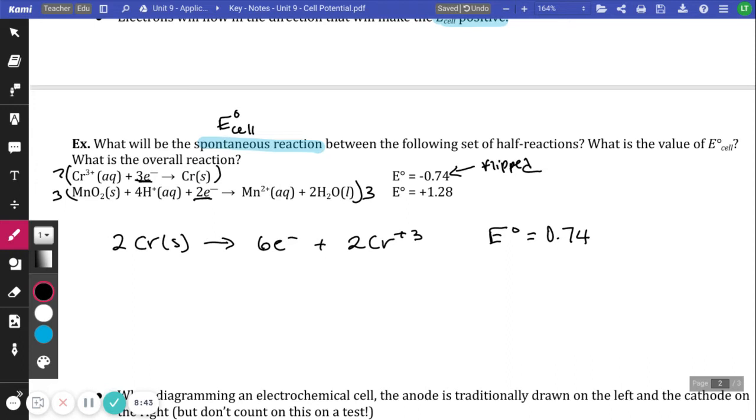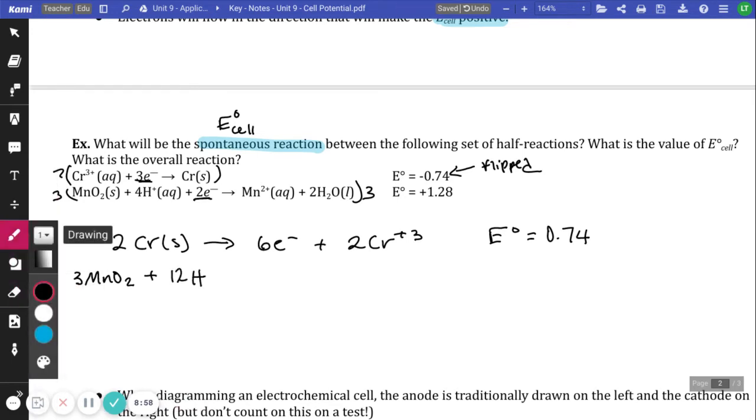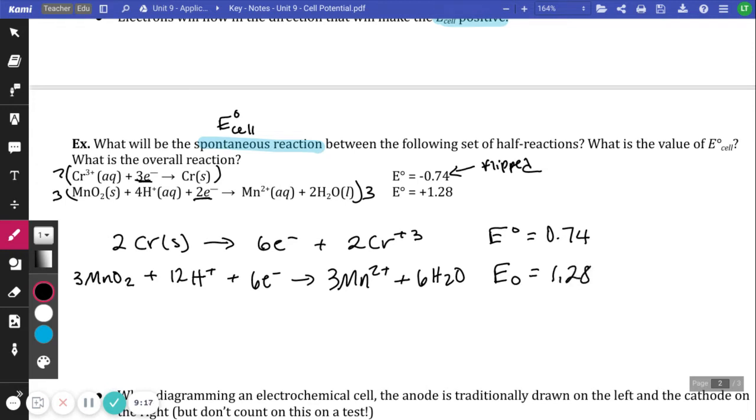And then for our second reaction, I don't flip it, just multiply it by that factor. So I have 3 MnO2 plus, oh, it's not 4, 12 H plus, 6 electrons yields 3 Mn positive 2 plus 6 H2O. And our cell potential there would be 1.28. We didn't change it. It's not multiplied by that factor.